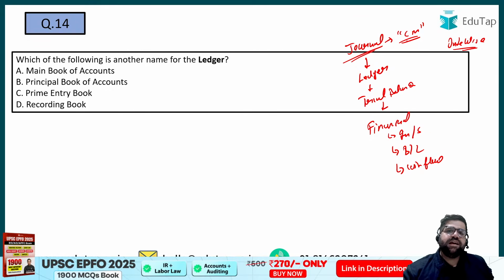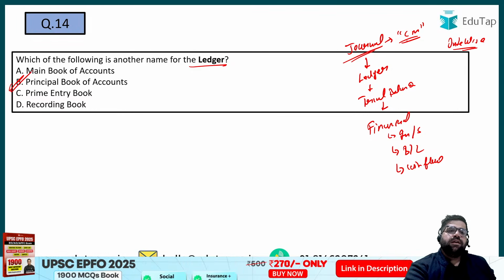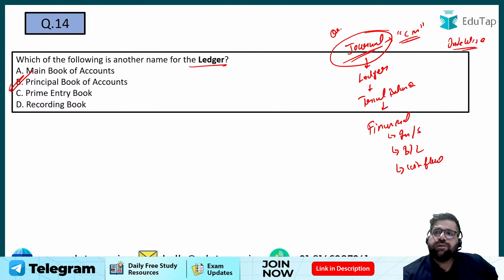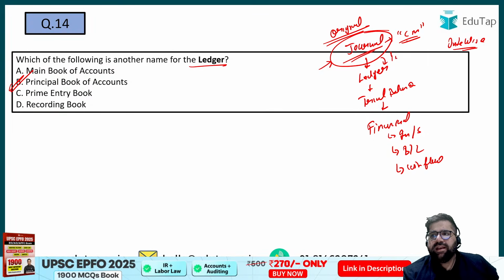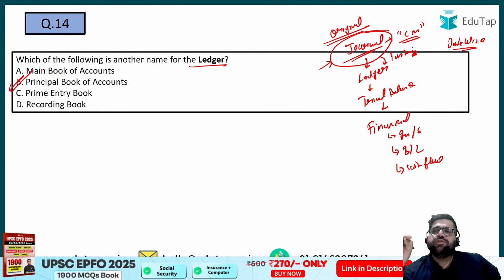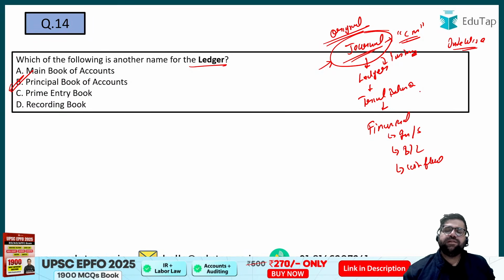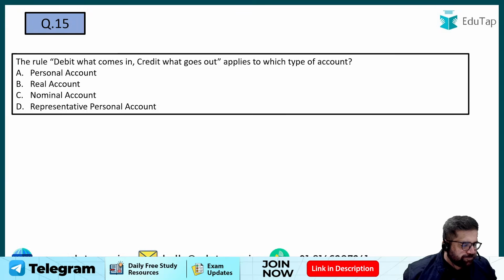Which of the following is the other name of ledger? Ledger is also known as principal book of accounts. Journal is known as original book of entry because every transaction goes in journal. From journal, you do posting in ledger, right? And ledger is known as principal book because everything depends upon ledger only, right? So the correct answer will be option number B.